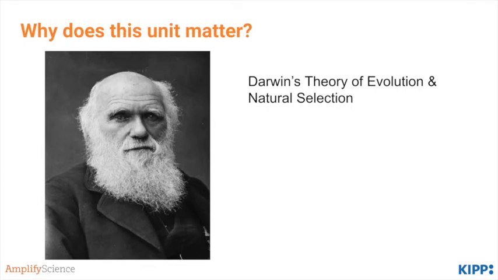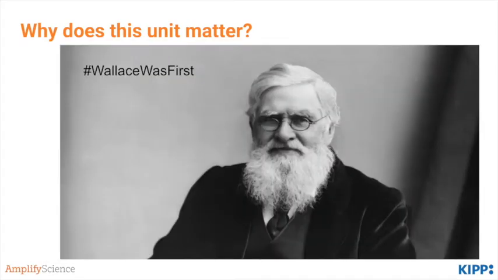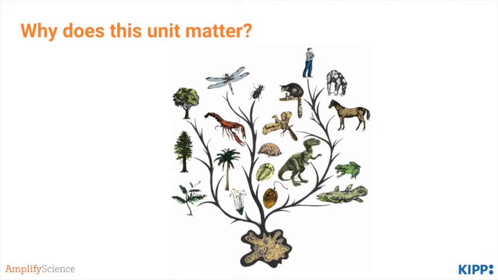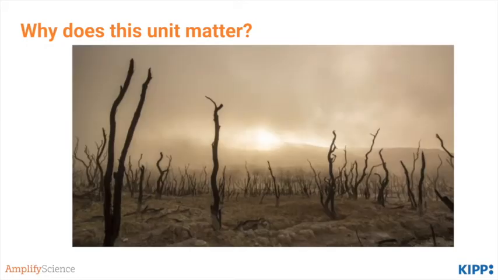This is an important foundational unit in preparation for learning more about Darwin's theory of evolution and natural selection in middle school. Hashtag Wallace was first. And understanding family trees and how organisms are ultimately related and descended from the same common ancestors. There's also some important connections to climate change. For example, trying to understand how organisms survive or which organisms survive when an environment changes drastically, such as here with these trees who did not survive.